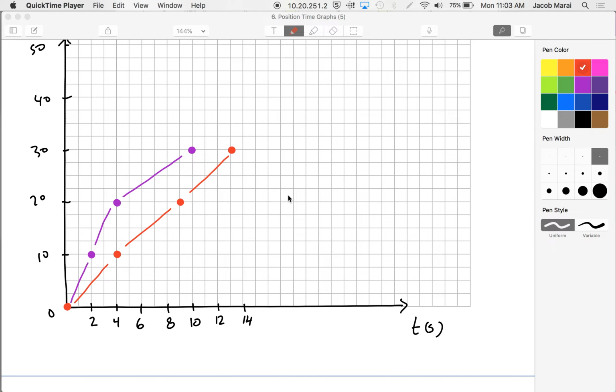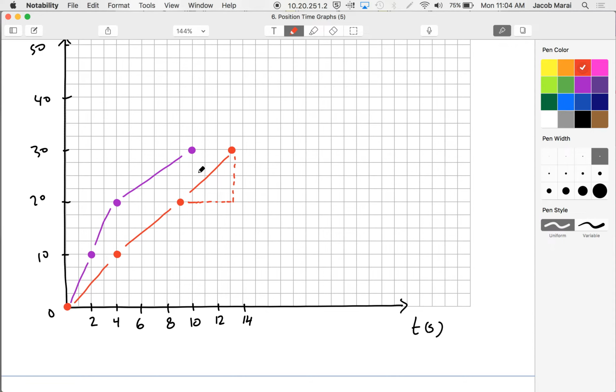Now, quick little rehash. You've probably forgotten a lot over the weekend, but if we have a position-time graph, rise over run. Who can tell me what the rise over run gives us? The gradient. What does the gradient give us in this context? The speed.